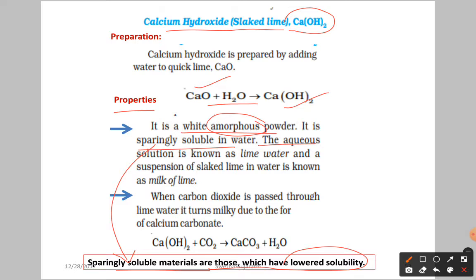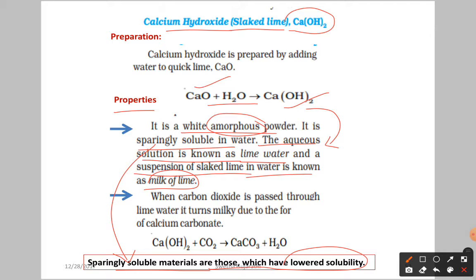The aqueous solution is known as lime water. If you take calcium hydroxide in water as an aqueous solution, it is called lime water. And a suspension of slaked lime in water is called milk of lime. Suspension, as you know very well, so that is called milk of lime.